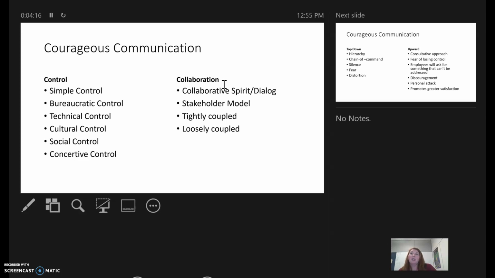Collaboration is approaching things with a collaborative spirit. We're in this together. We're going to work on this together.